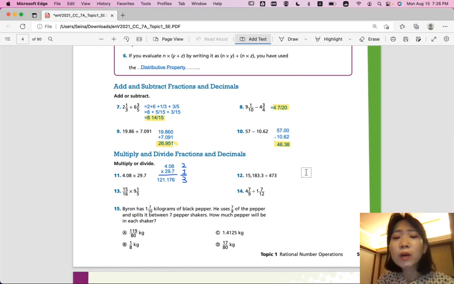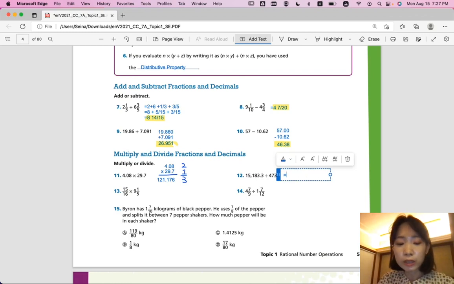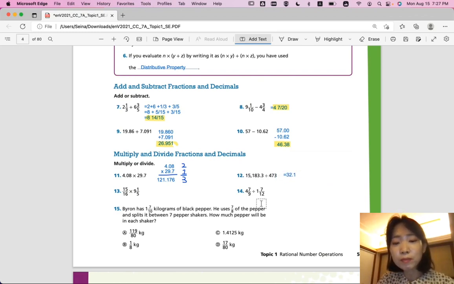Alright, number 12: 15,183.3 divided by 473. Again, you would divide this as you would a whole number, but make sure you keep the decimal point where it is. And that should equal 32.1.